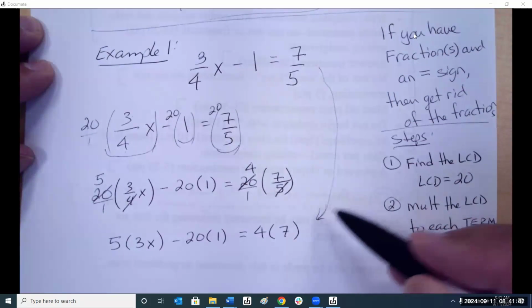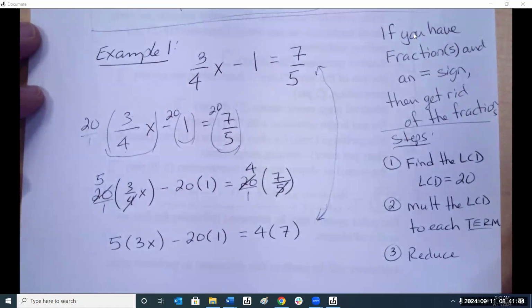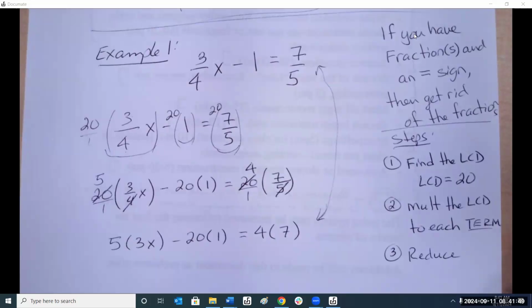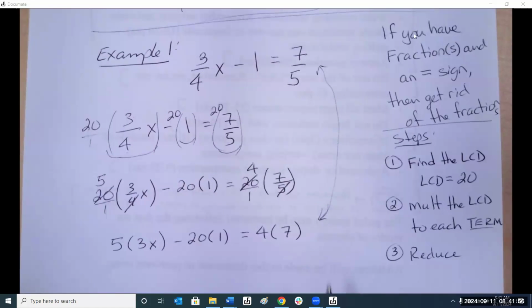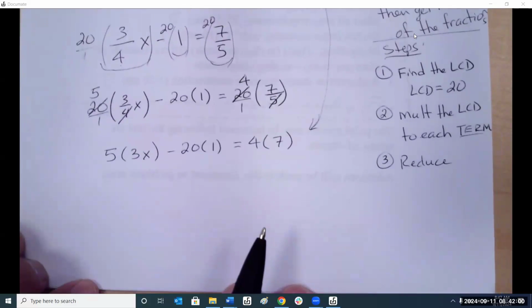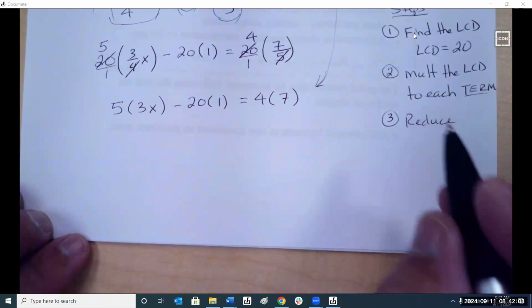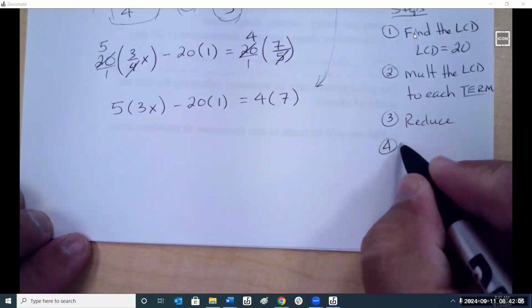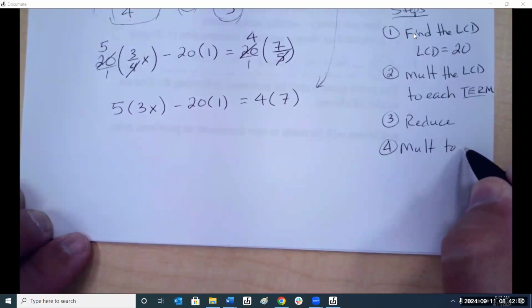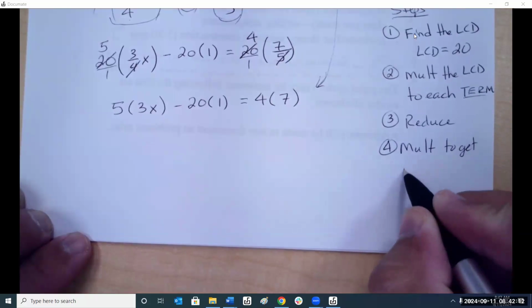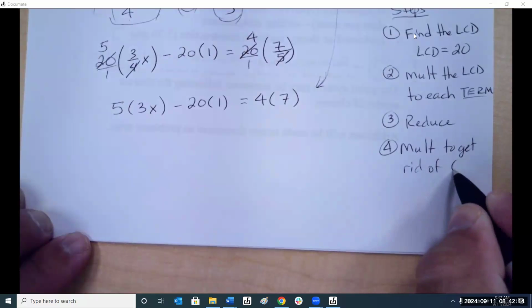These two equations are the same thing. Which one looks easier to do? The bottom one. That's right. That's what this whole process is about, to rewrite your equation to get rid of the fractions. So now the anxiety stress is gone. So once we reduce, we have to multiply to get rid of the parentheses.